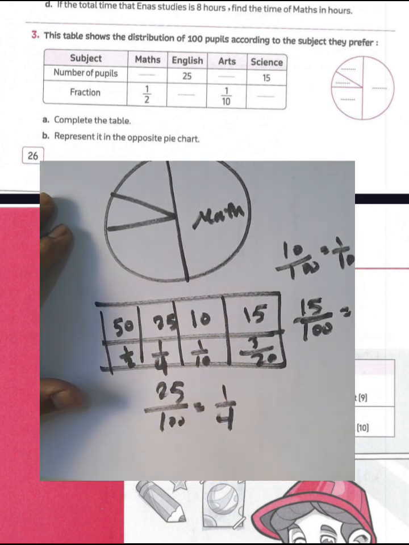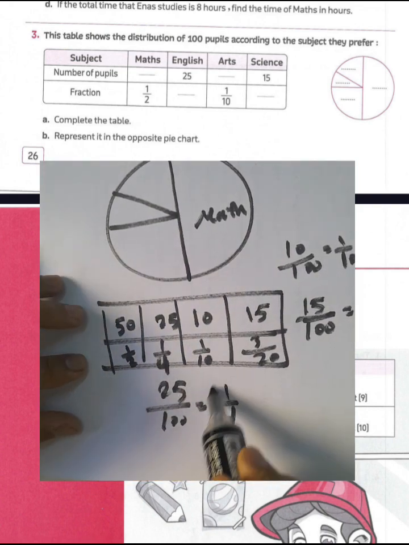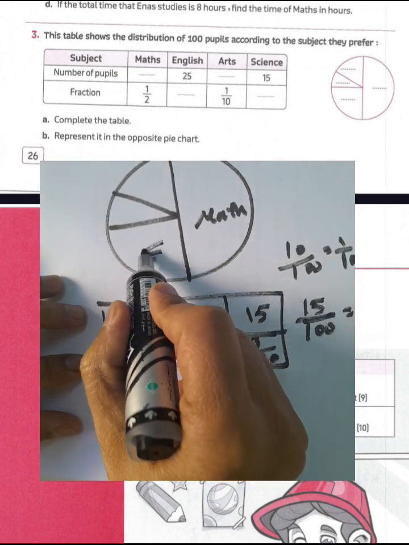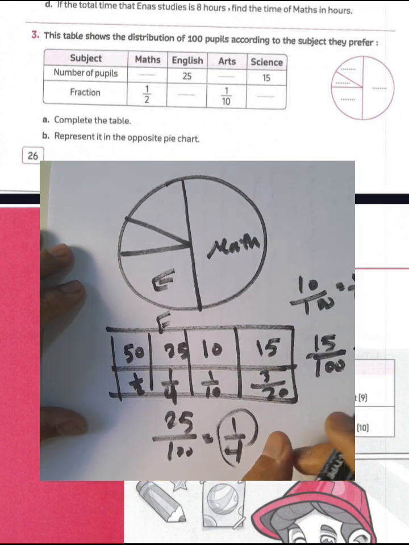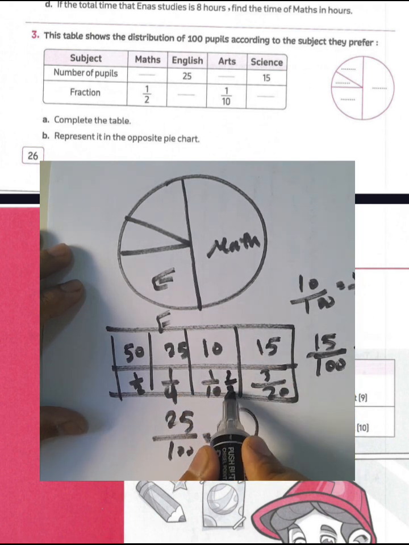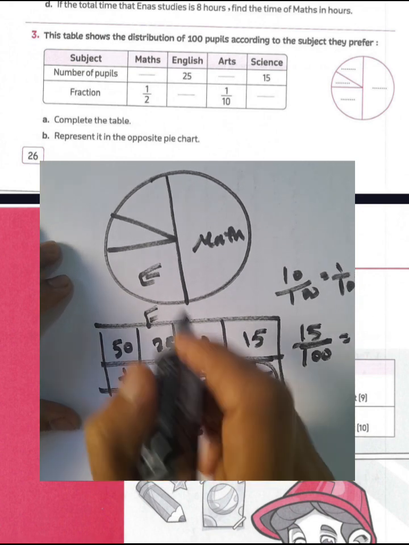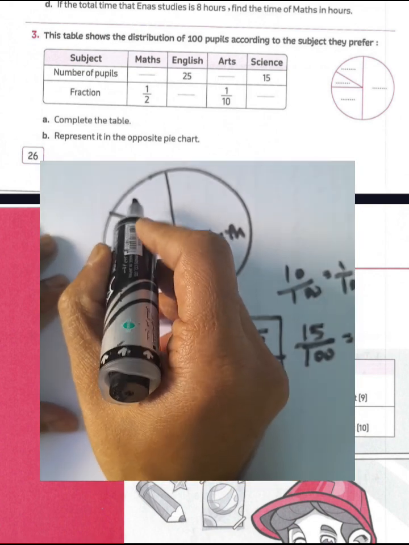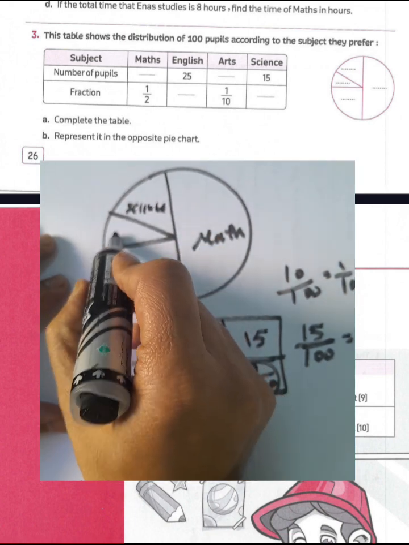We can write here math as the greater, and the fourth here corresponds to English. And comparing between 3 over 20 and 1 over 10, which is greater? 2 times 10 equals 20, it will be 2 over 20. Then this number is greater than the last one, science is greater than, it will be science here in this part. Science, and the last one here, arts.